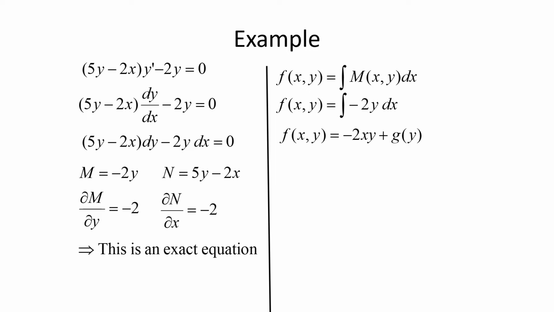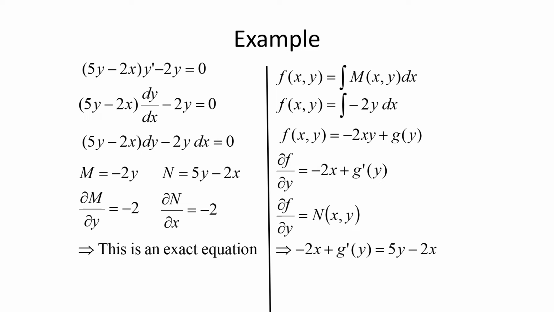We need to figure out what g of y is. So we'll take the partial derivative with respect to y, and that's going to give us negative 2x plus g prime of y. And then we'll set that result equal to N to figure out what g prime is. So if the partial of f with respect to y equals N, then negative 2x plus g prime of y equals 5y minus 2x. We have a negative 2x on both sides, so they'll cancel out, which means g prime of y has to equal 5y.